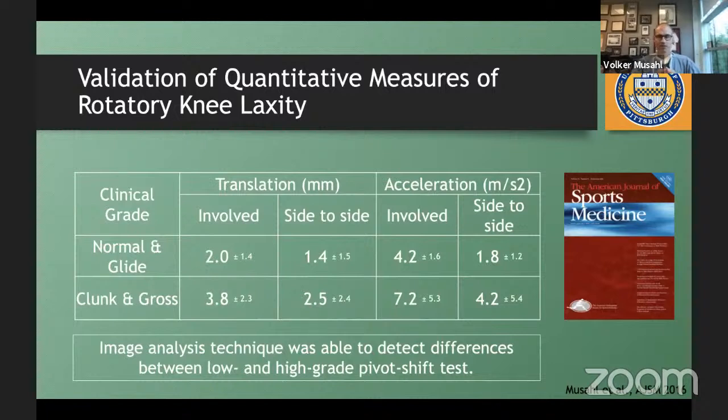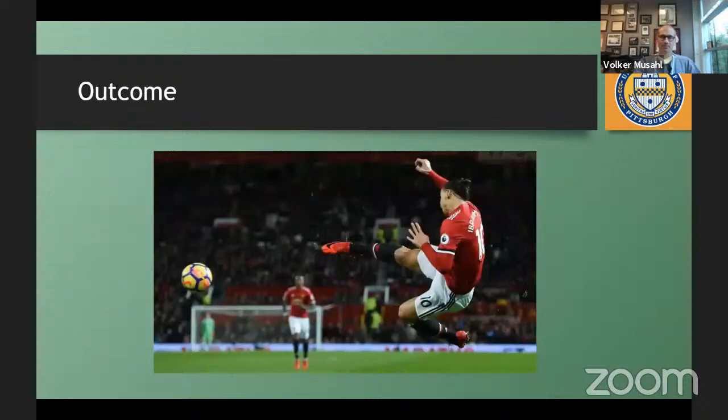It was published in 2016 in AJSM. And you can see there's translation, we measure with our iPad app, and acceleration, we measure with Zaffagnini's device. And we combine normal and glide, and we combine clunk and gross. So we have basically low grade and high grade. And here are our numbers, 2.0 and 3.8 would be depicting the difference between low and high grade. And for acceleration, 4.2 and 7.2. So I think there's a bit of a roadmap you can use if you use these devices.